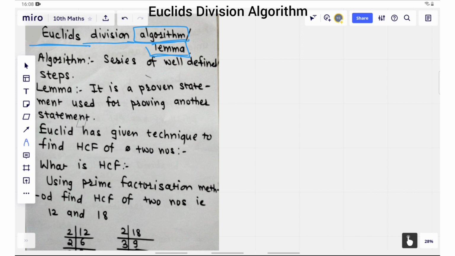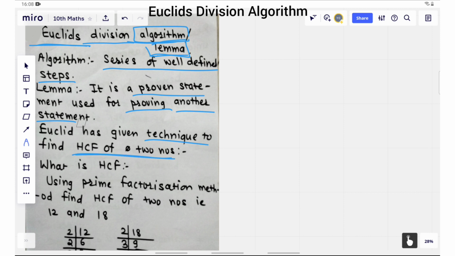An algorithm is a series of well-defined steps. All steps in that series are well-defined. And what do you mean by lemma? That is a proven statement, and that proven statement is used for proving another statement. Okay, and Euclid has given this technique, that is algorithm, to find the HCF of any two numbers.